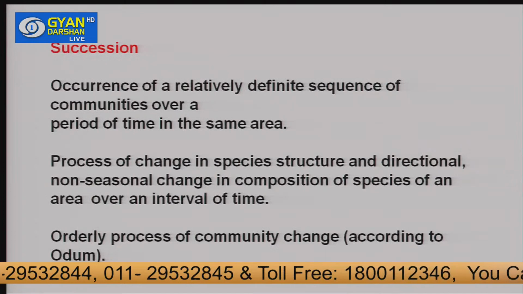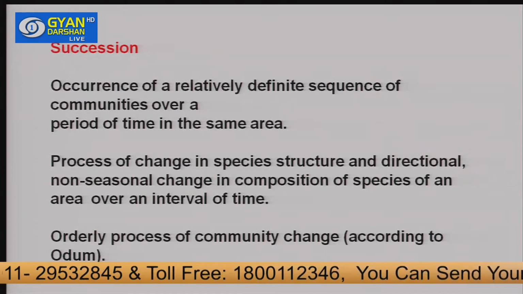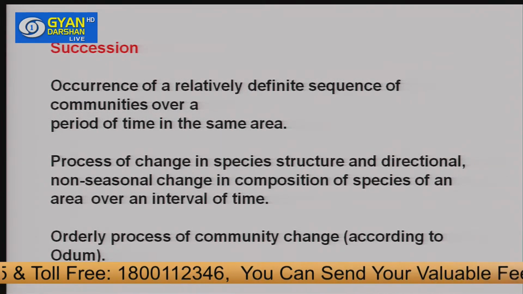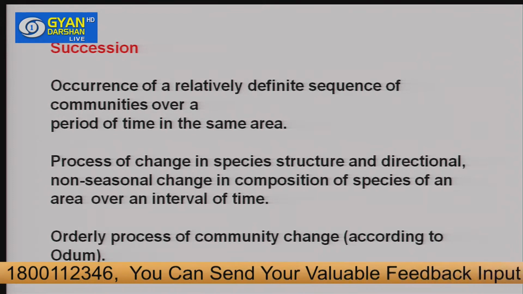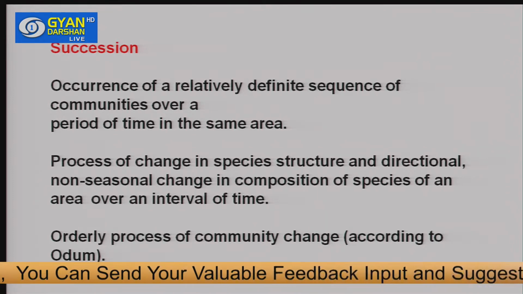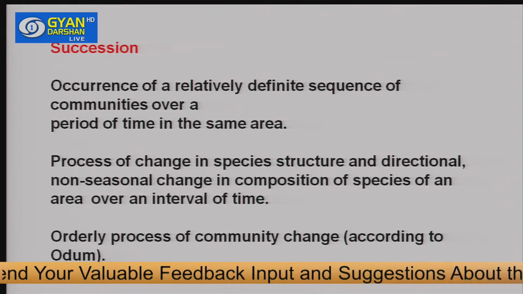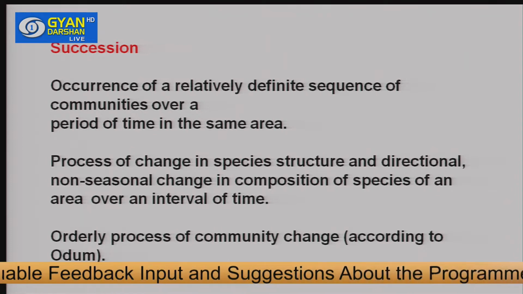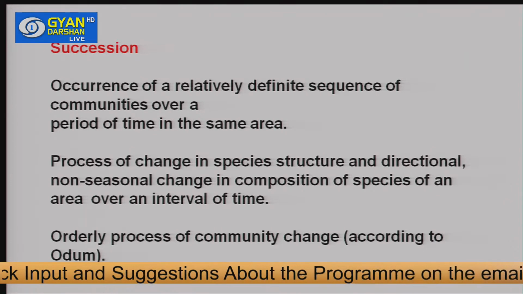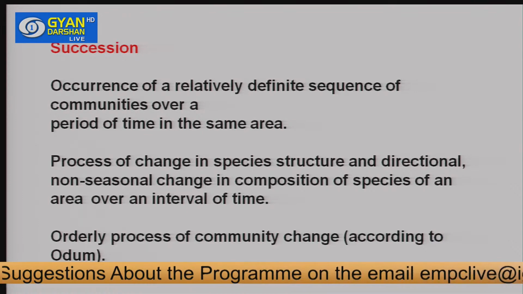That particular sequence of events is termed succession. It is the occurrence of a relatively definite sequence of communities over a period of time in the same area, a process of change in species structure. It is a directional, non-seasonal change in composition of species, and an orderly process of community change. This definition was given by the renowned ecologist Odum.